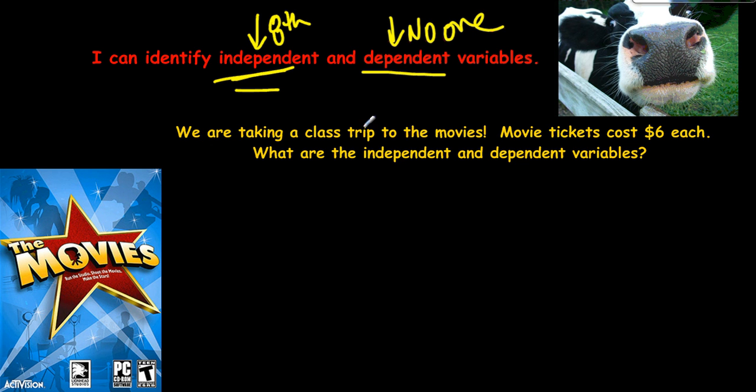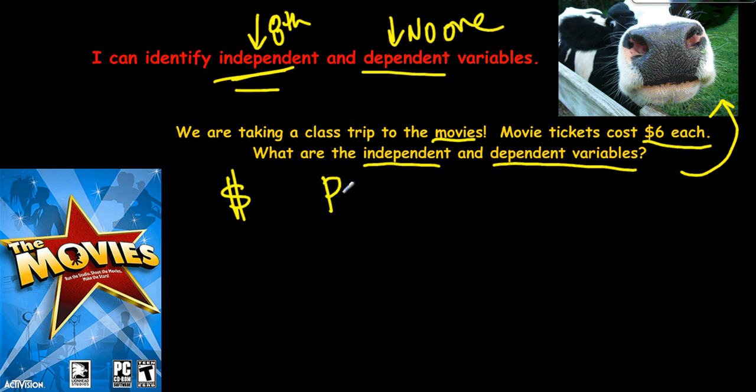So we're going to take a class trip to the movies, and movie tickets cost $6 each. And we have to figure out what the independent and dependent variables are. What do you think about that, cow friend? Ooh. He has lots of mooing today. I think about two different things that happen. I think about money, and I think about people. Because those are the two different things that we have going on in this situation.